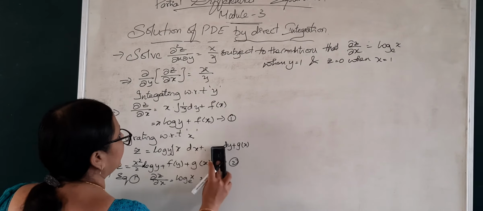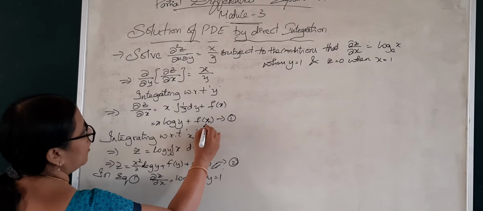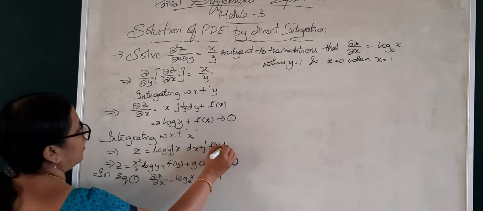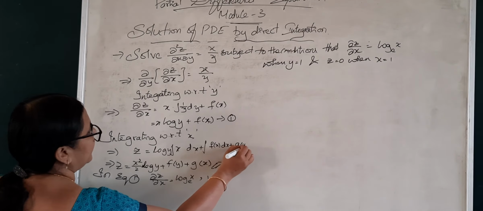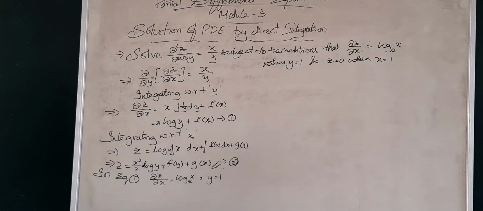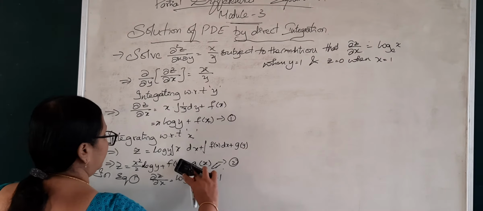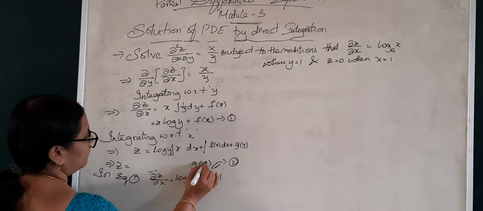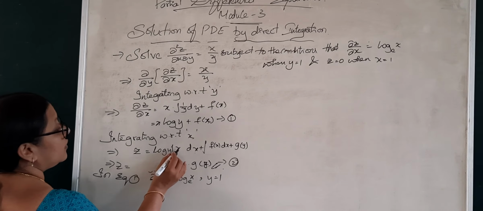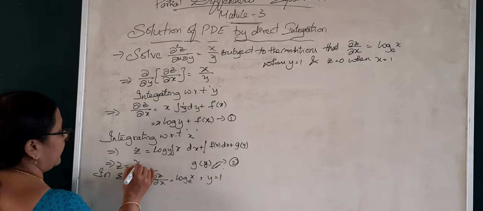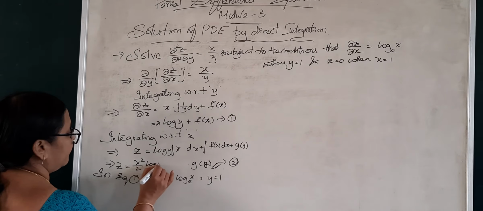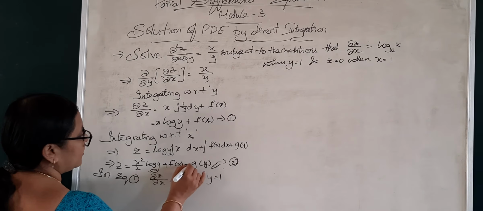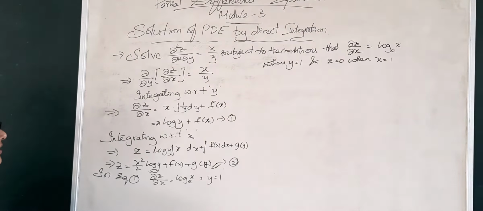Next we have f of x, but we are integrating anyway with respect to x. So integral f of x dx plus the constant of integration will be g of x. Okay, so simplify further. So we get integral of x is x square by 2 into log y plus this can be treated as capital F of x plus g of y as it is. That is the second condition.